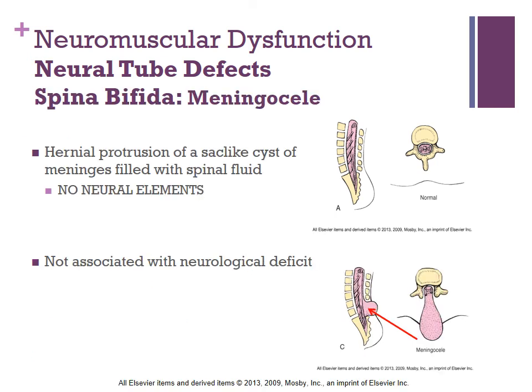Okay, so first we'll talk about the meningocele, and this is a hernial protrusion of a sac-like cyst of meninges filled with spinal fluid. So no neural elements. All right, so there's no neurological deficit associated with meningocele. All right, so you can see here, this is the sac-like cyst protrusion, and this has both meninges and spinal fluid.